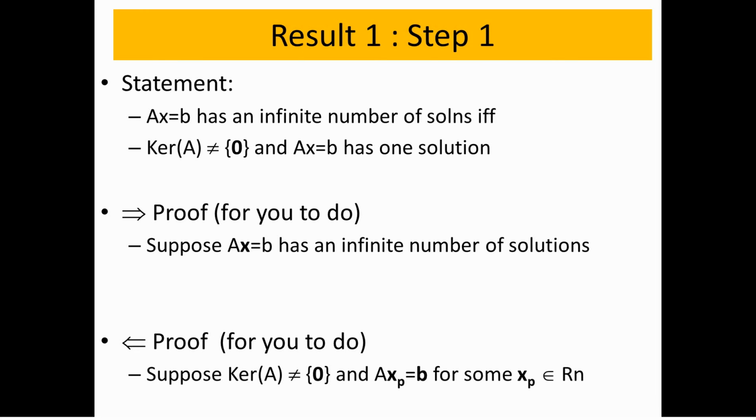And we're going to do the backwards proof also. We're going to suppose that the kernel is not just the zero vector and that we have some solution, and we want to show as a consequence that the solution set of AX equals B is infinite in number. I'm going to leave these again as exercises for you to do.